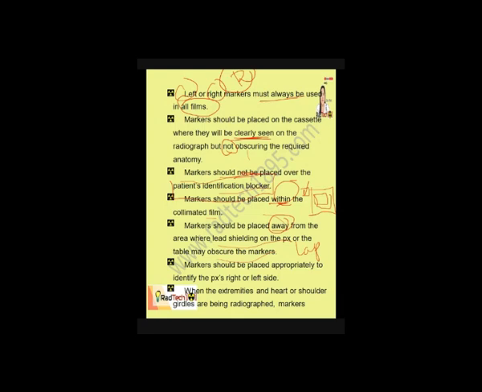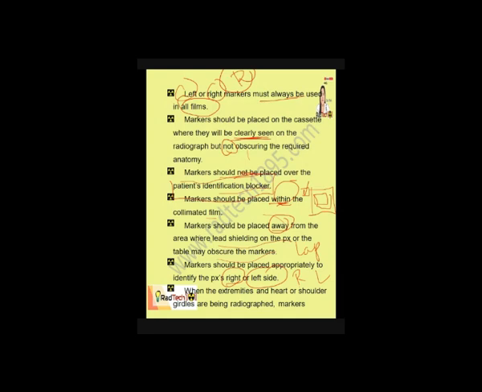Markers should be placed appropriately to identify the patient's right or left side. So the placement must be correct. We have a marker R and a marker for left. Where the right of the patient is, that is where the right marker should be placed. It is not interchangeable. Okay?